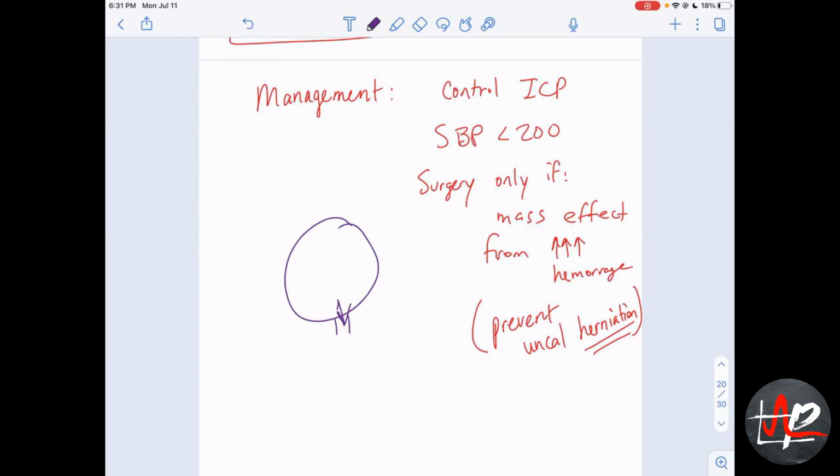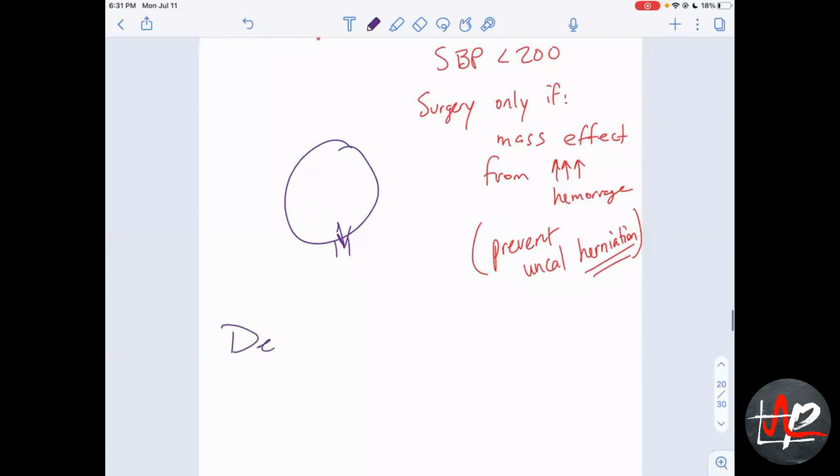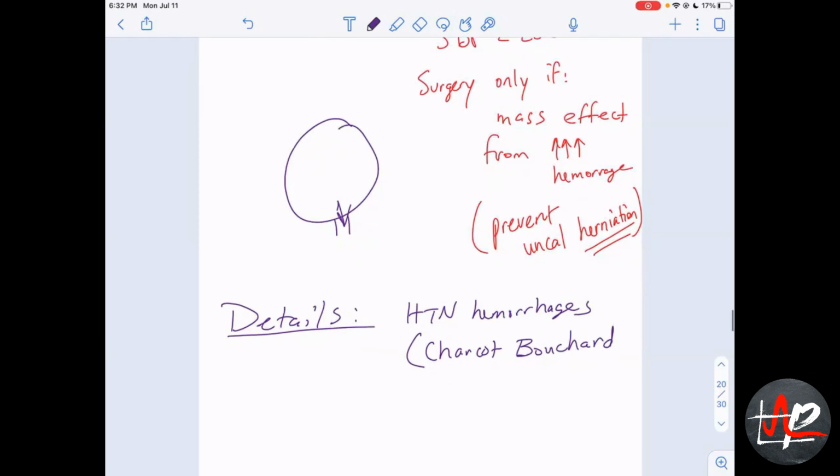These patients will often have hypertensive hemorrhages. I want to hone in on some of the little fine details real quick. These are some of the details that people miss. They call them hypertensive hemorrhages, and you guys maybe have heard of these called the Charcot-Bouchard. A lot of people get confused and forget about this, so I want to mention it. The Charcot-Bouchard microaneurysms.